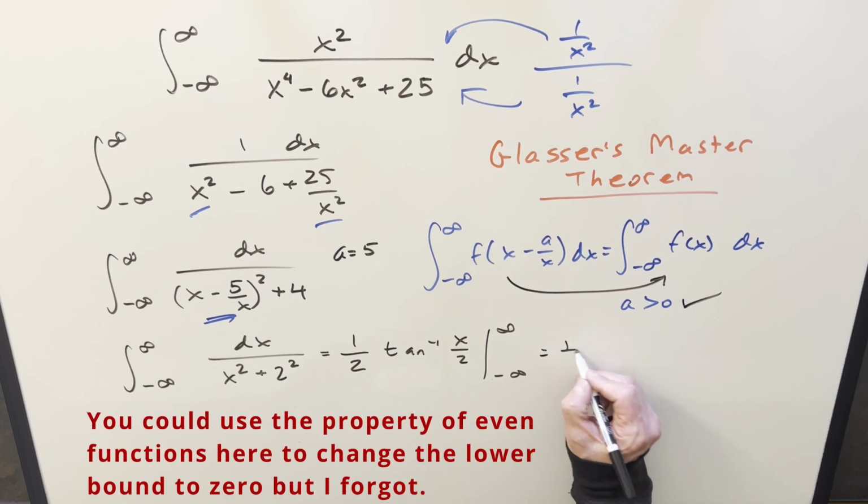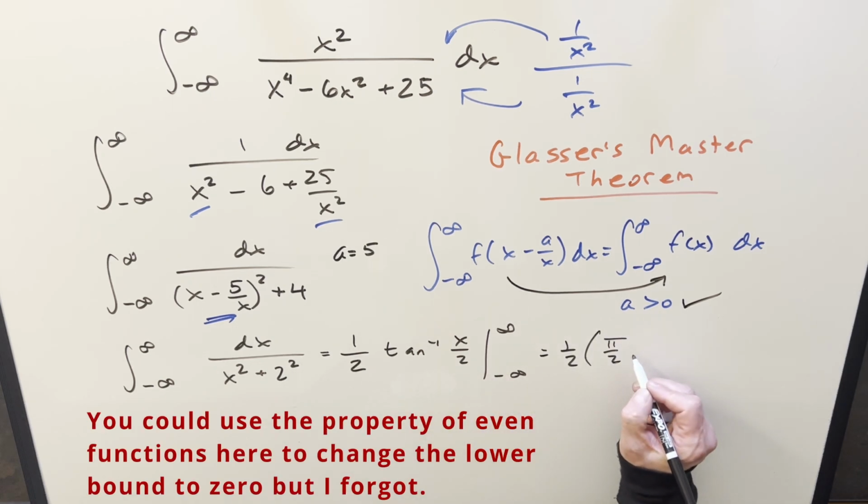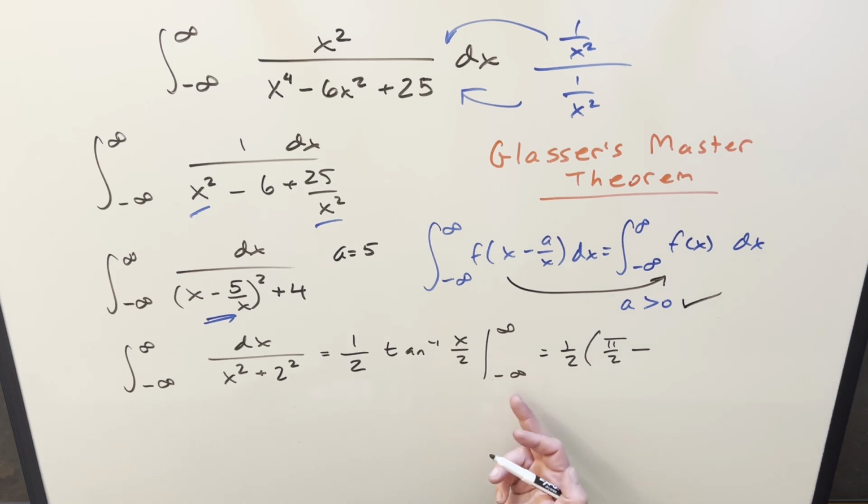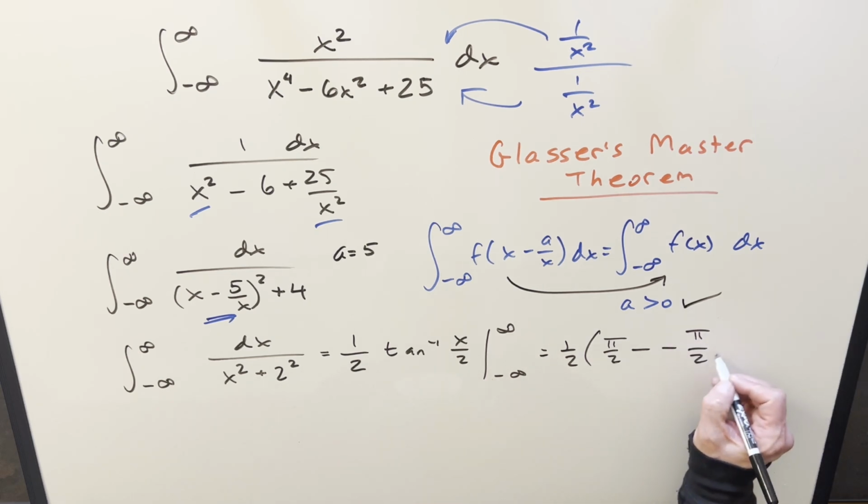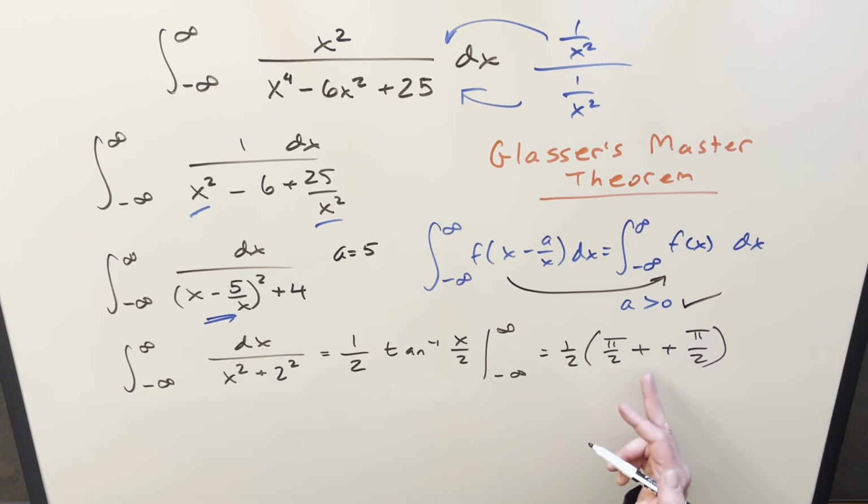We'll have the 1/2 in front, plug in infinity. Arctan at infinity is going to be pi over 2, minus arctan at minus infinity, which is going to be minus pi over 2. But then minus times minus is plus. Add these up, this is going to be pi. Putting it together, for my final solution, we just get pi over 2, and that's it.